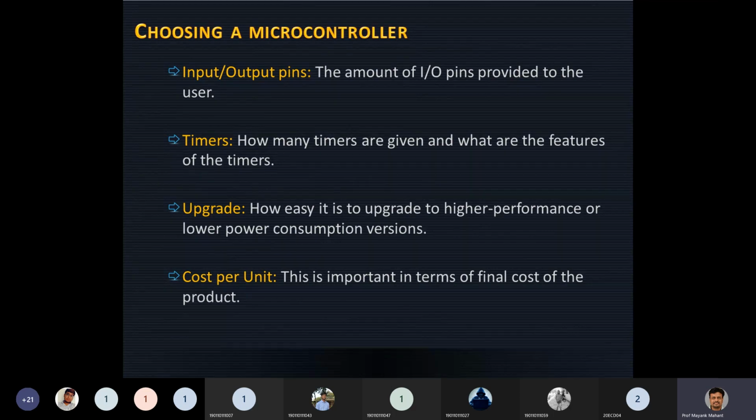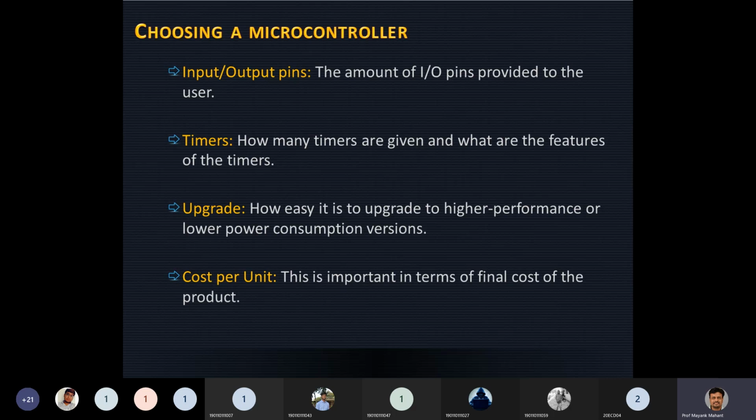Okay, then the other is upgradability, meaning how easy it is to upgrade to a high performance or a low power consumption version of the same device. Let's say that you have selected a microcontroller. Now a new release of the microcontroller is available in the market, which is very good, meaning it has high performance or low power consumption. And if I want to replace my current microcontroller with the new upgraded version, whether I can directly do that or not is also very important. Upgradability is an issue whenever you are going to make a choice of a microcontroller.